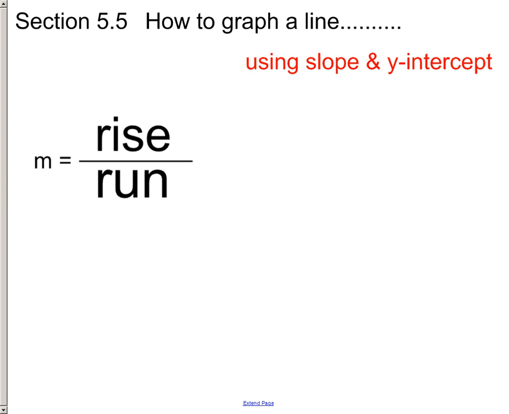Let's learn how to graph using just the slope and the y-intercept. A lot of times you'll want to get the equation into slope-intercept form. So y equals 2x plus 3, and then we will use the slope and the y-intercept. If you remember, y equals mx plus b.